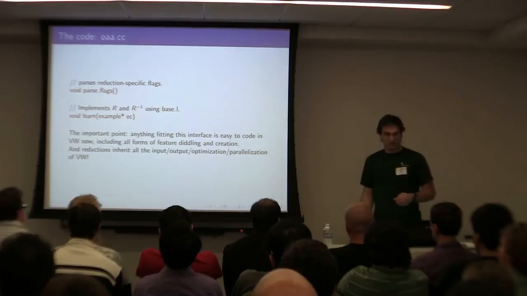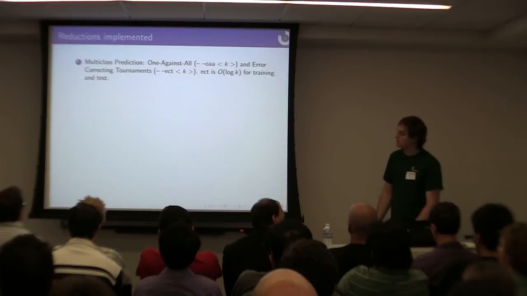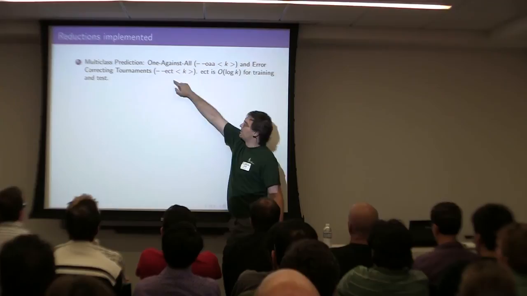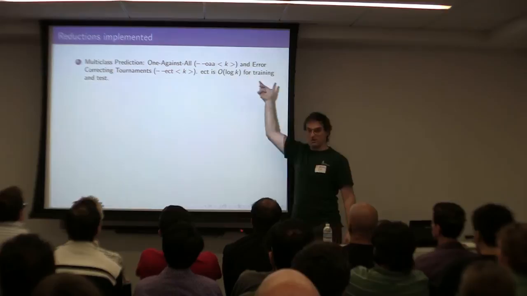Okay, so now, I don't think I have time to really discuss the reductions in more detail, but there are two multi-class reductions right now: there's one against all, and there's error-correcting tournaments. And the thing which is interesting with error-correcting tournaments is that they're order log k in execution time. So you can potentially have a very large number of classes.